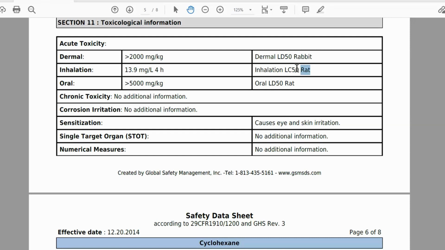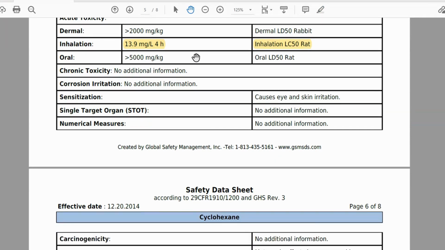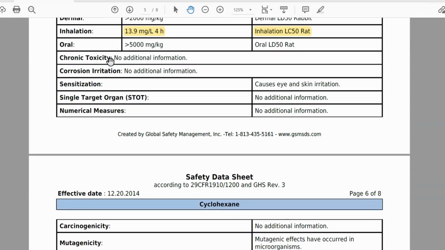So what you want to focus on, when you focus on environmental exposure or occupational exposure, is the lethal concentration. So this is the number you look at. So what is high, what is low? You can read the information in the guide. The CHRA guide will tell you which is high, which is low. So chronic toxicity, no additional information. Corrosion, no additional information. Sensitization causes skin and eye irritation.